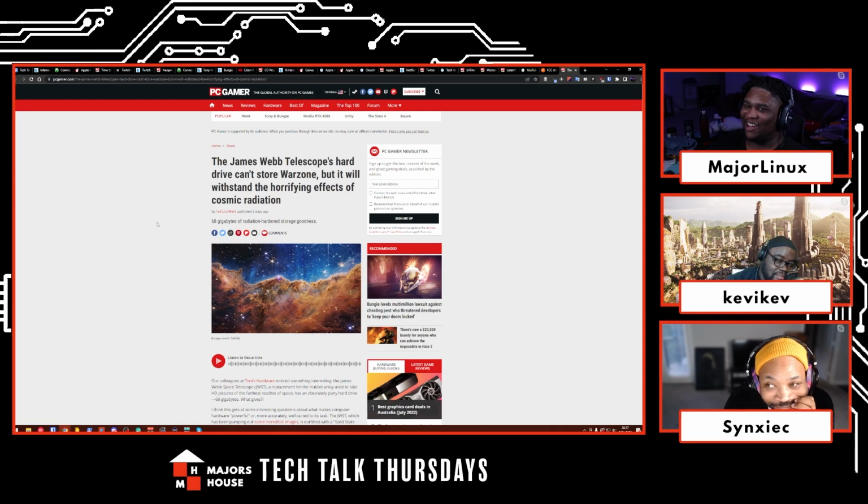Yes, storage. Let's talk about storage now. The James Webb Telescope's hard drive can't store Warzone, but it will withstand the horrifying effects of cosmic radiation. For some strange reason, they only decided to put 68 gigabytes of storage on that telescope. So it can't run Stardew Valley. No, I think it could run. Well, store it, yes. Run it, who knows?